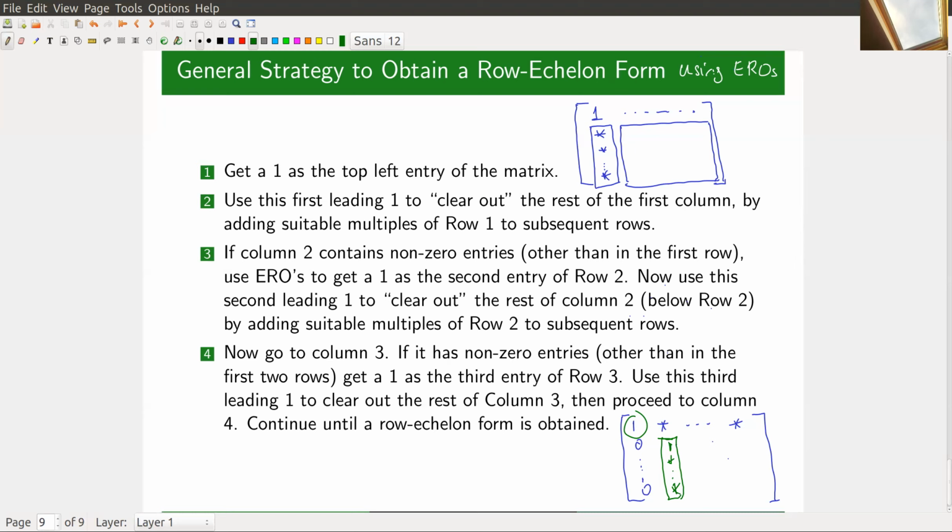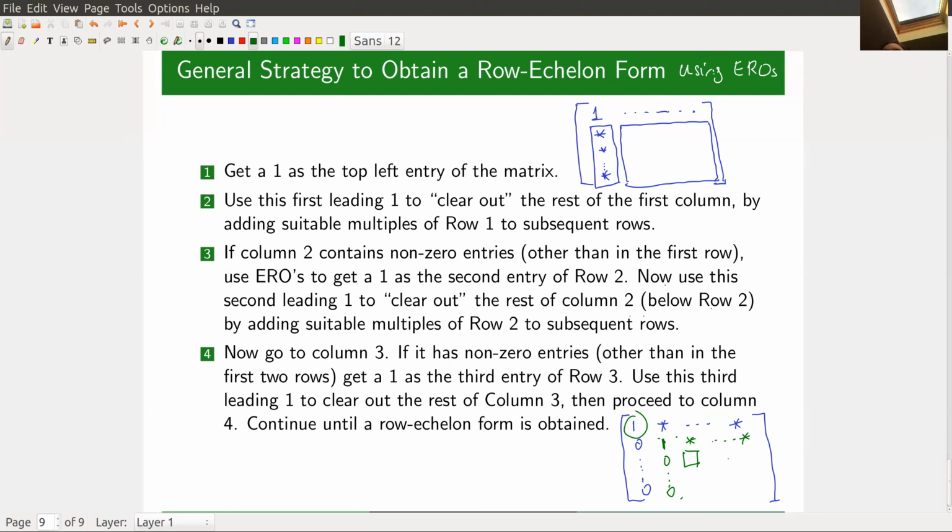Okay. When you've done that, your matrix looks like this. It has a 1 here, it has zeros here. That's what you want. Move on to row 3. You could have some stuff here. Don't worry about it. Look at this position and try to get a 1 there, and then clear out column 3 below that 1. And that's the idea. Just work through the columns until a row echelon form is obtained.